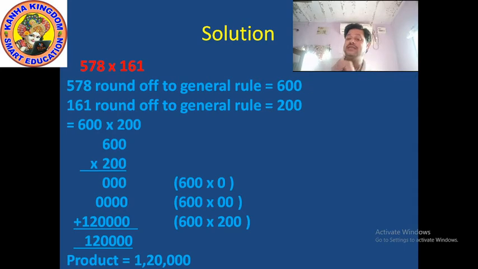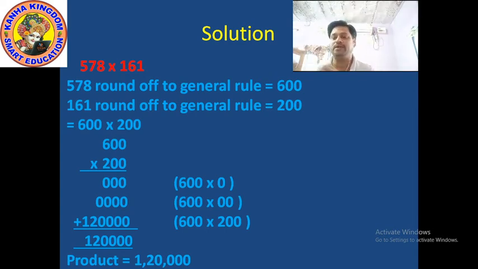Okay. Now the second number, 161. When we see the tens place of this number, which digit is in the tens place? 6 is in the tens place, and here also the second rule applies, because 6 is also greater than 5. You convert the tens place and ones place into 0, and add one more to the hundreds place. There is already 1, so 1 plus 1 is 2. So 161 rounded off to the nearest 100 becomes 200.